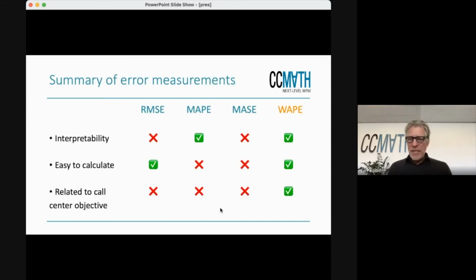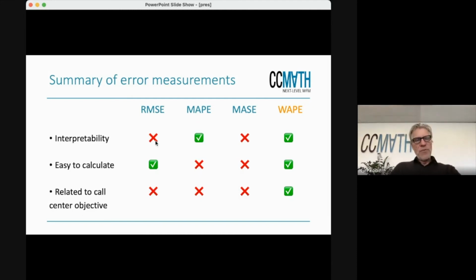Okay. Let me summarize this bit theoretical part of the presentation. We talked about 4 different measures: the root mean squared error, the MAPE, the MACE, and the WAPE. Here I summarize them according to the 3 criteria that we use: interpretability, the ease of calculation, and to which extent it's related to the staffing, to the overall objective of the call center.